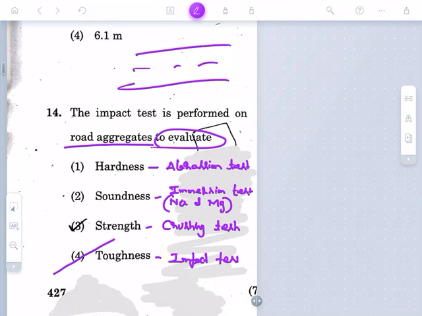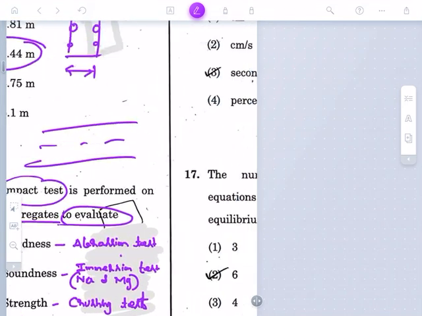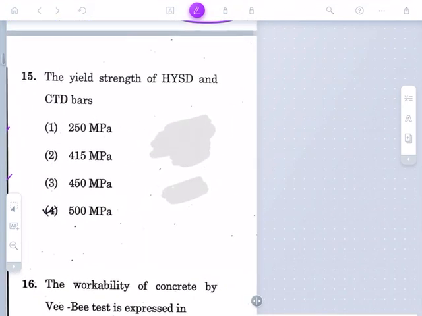In other examinations, the question may vary. In case of impact test, they may give abrasion test, crushing test, like that. So I have given the detailed analysis of this question. Fine. Let me move on to the next question.